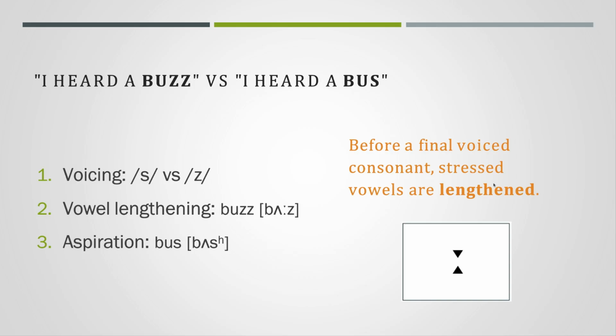The means of transportation, however, bus, is not going to have that lengthened vowel. That is because it ends in a voiceless consonant, which is actually going to be aspirated, and thus we can see the small superscript h. So, this is the rule. Before a final voiced consonant, stressed vowels are lengthened. And as you could see in the example, that is the symbol that we are going to use to indicate that a vowel sound is going to be produced for a little bit longer.